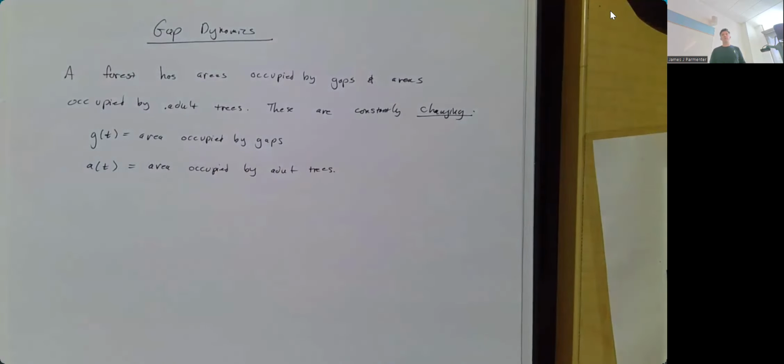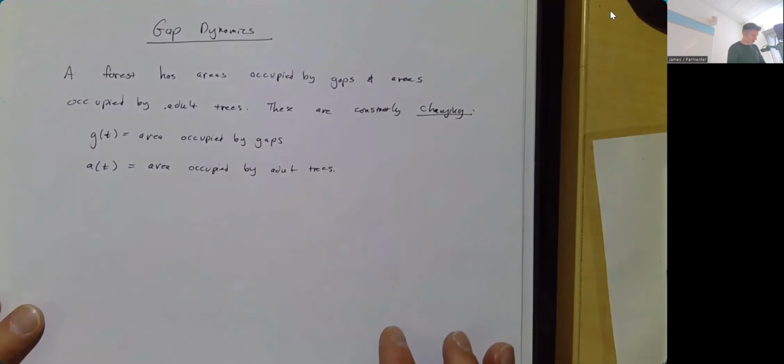Typically in these sort of problems, the assumption is you've got some finite amount of area you're looking at, like maybe 30 acres of forest. And you're saying, okay, well, it's either covered in adult trees or it's covered in gaps. But the total amount of area is never going to be changing. So it's always safe to assume in these problems that A of t plus G of t is going to be a constant. We'll talk about that a little bit more as we go.